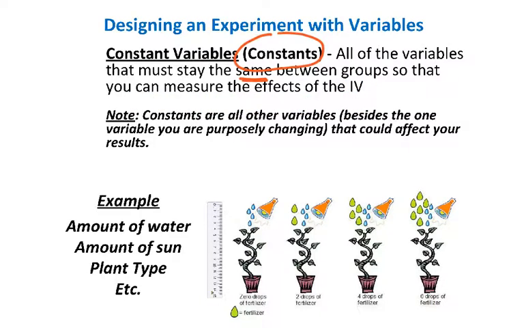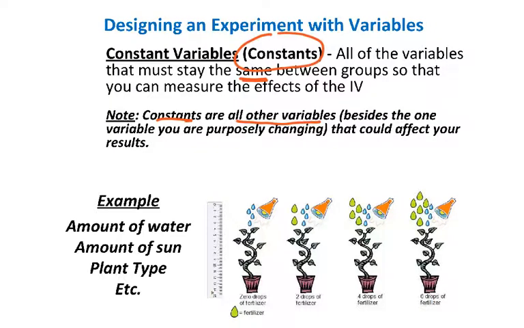You can't see whether or not the thing you're testing makes a difference unless you keep everything else about your experiment the same for all of your groups, okay? So your constants should be all other variables except the one variable that you're purposely changing that could affect your results. Okay, so I'm going to say that one more time because that's really important. Constants are all other variables except for the one variable you are purposely changing that could affect your results.